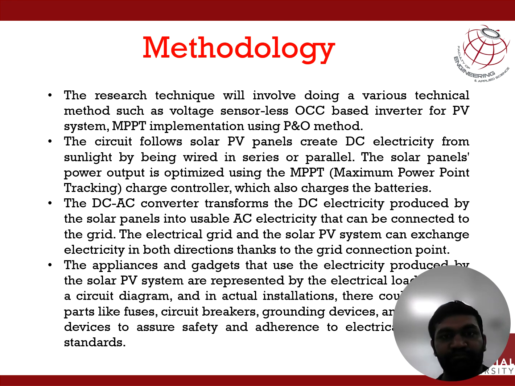The circuit is as follows. Solar PV panels create DC electricity from sunlight, wired in series or parallel. The solar panels' power output is optimized using the MPPT maximum power point tracking charge control, which also charges the batteries. The DC-AC converter transforms the DC electricity produced by the solar panels into usable AC electricity that can be connected to the grid. So the electricity grid and the solar PV system can exchange electricity in both directions, and thanks to the grid connection, we can use it in both directions.